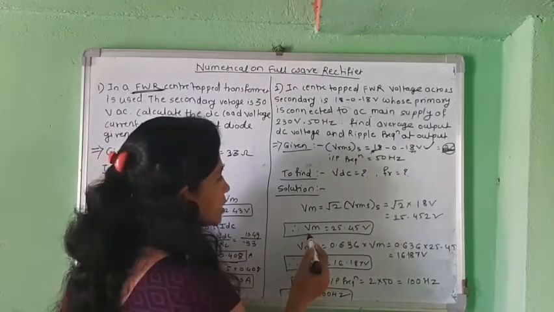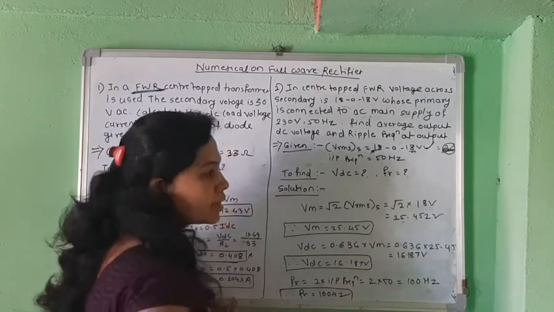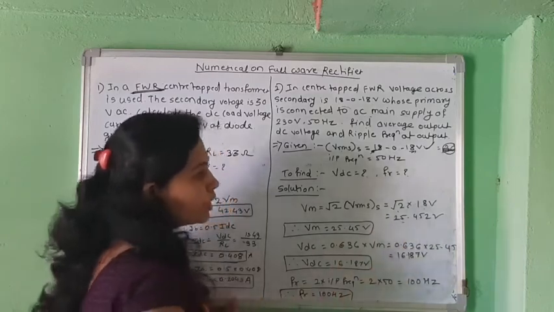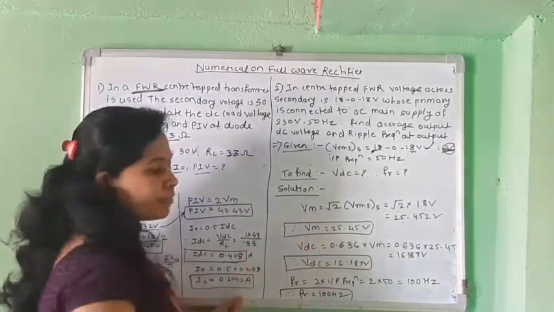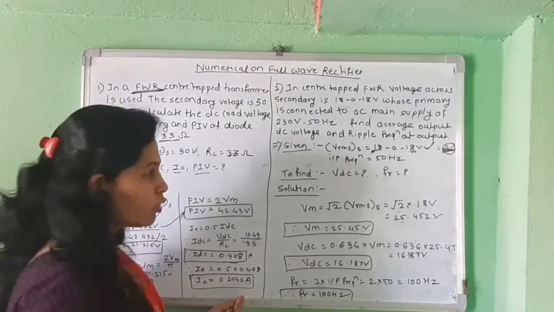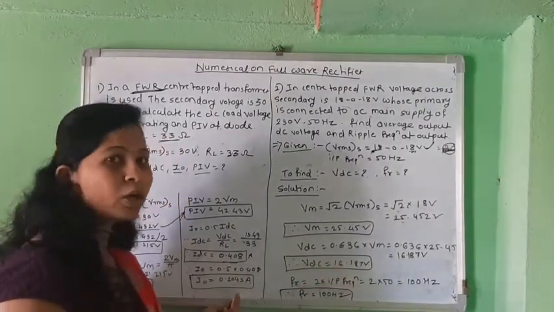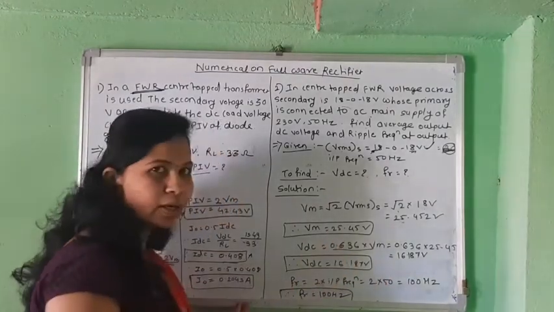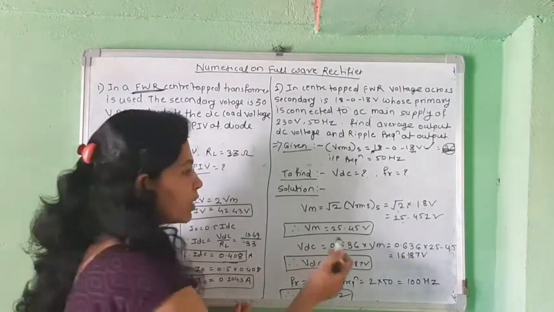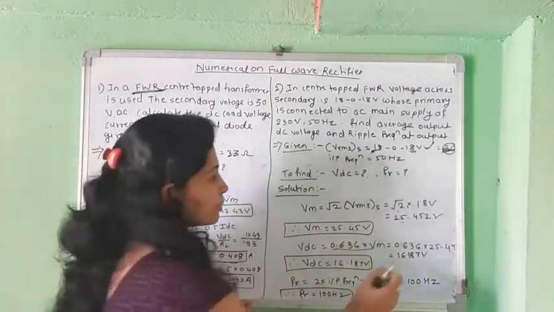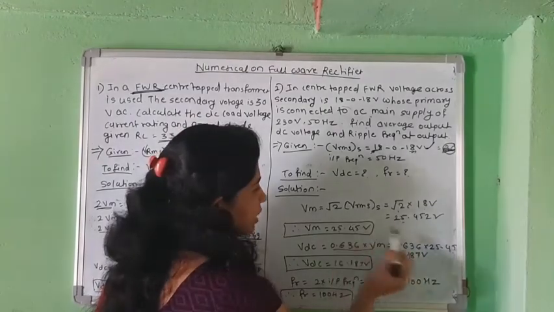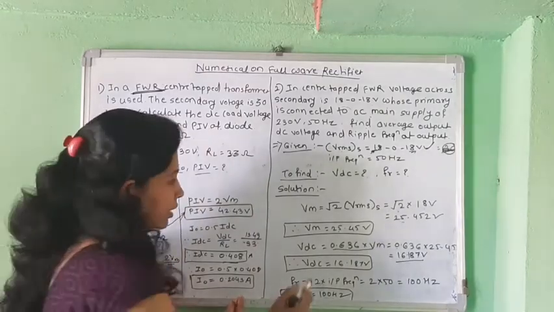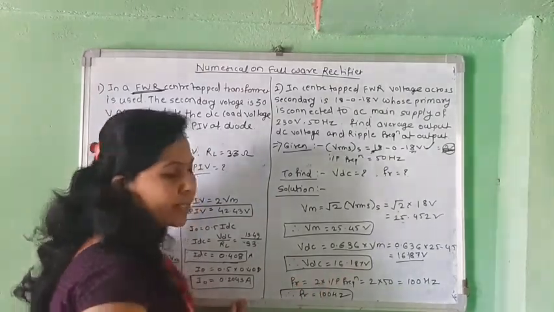Next, for VM we'll just put in the value and get the answer. Root 2 into 18 gives us 25.452 volt, which is the value of VM. Now you know the formula for VDC, what is it? 0.636 into VM, or 2 VM upon pi. For simplification, we'll take just the formula 0.636 into VM. 0.636 into 25.45 gives the answer 16.187 volt. So VDC equals 16.187 volt.